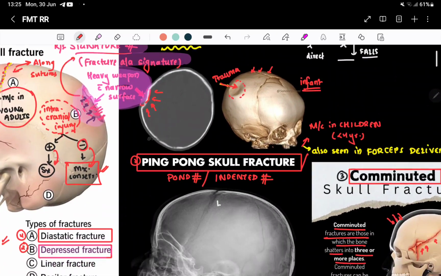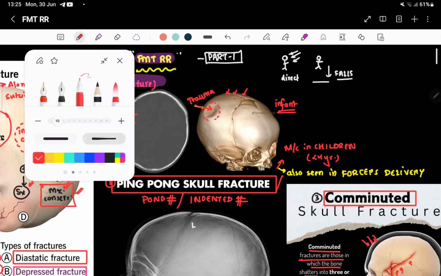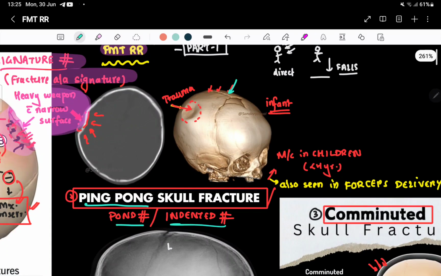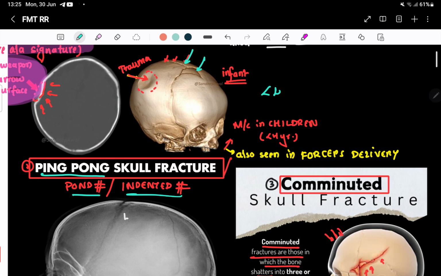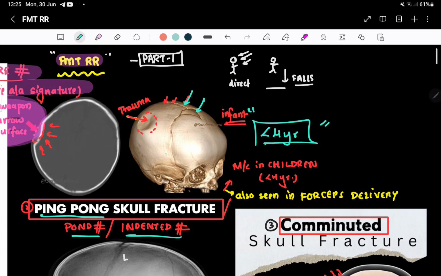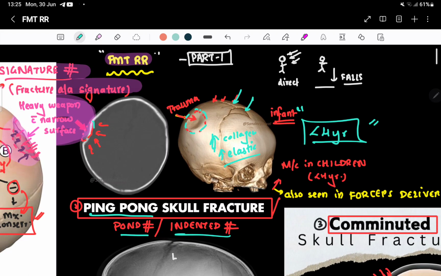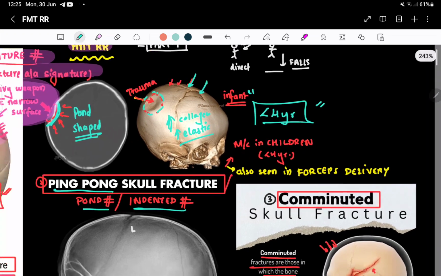Then we'll come to ping pong fracture or pond fracture or indented fracture. So neonatal skull, the skull of infants less than 4 years. Okay, infants and children less than 4 years, they have a skull with significant amount of collagen and elastin. So the skull is a bit elastic, so fracture doesn't occur due to trauma. There is a folding, there is an indentation on the skull, a pond shaped indentation, so it is called pond fracture. There is an indentation, and most common in children.